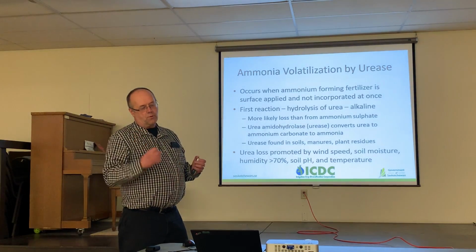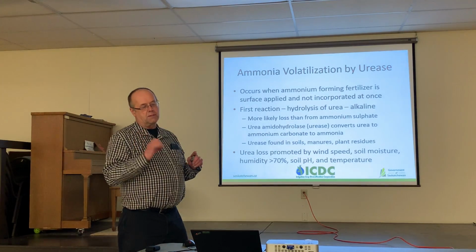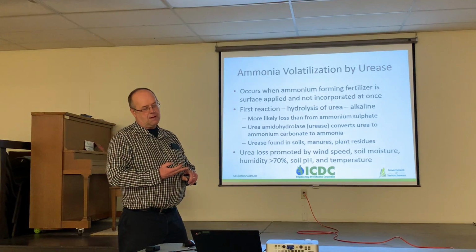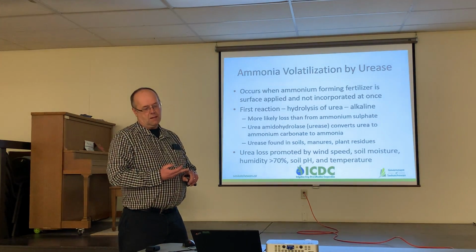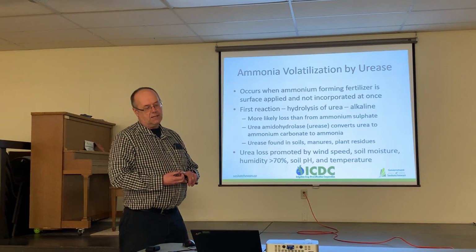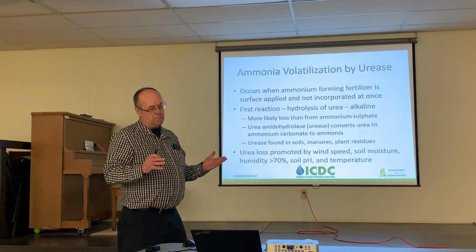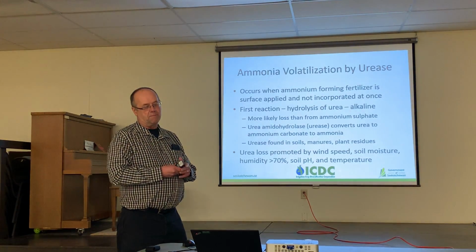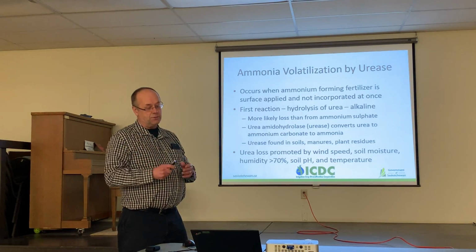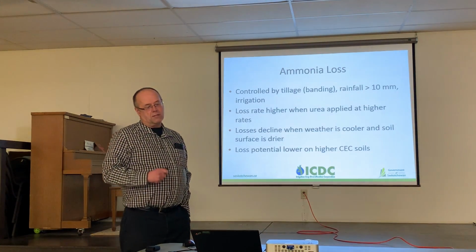Urea losses are promoted if the urea is sitting on the surface of the ground. A higher wind speed increases your losses. A lower moisture content will increase your losses. If your soil pH is very high, it's more likely that the ammonia can form from the urea. And also, very high temperature promotes your losses as well. So how do we control that?